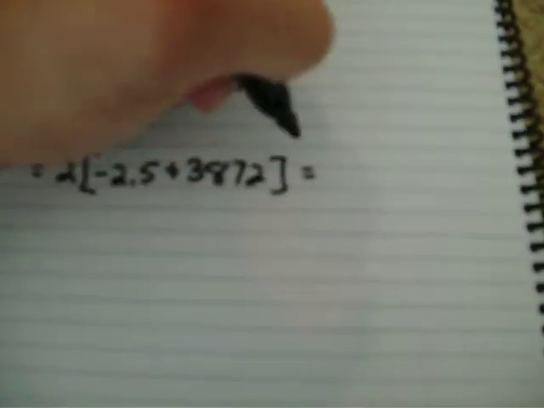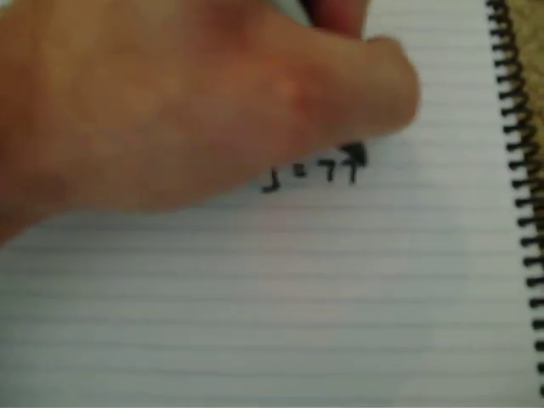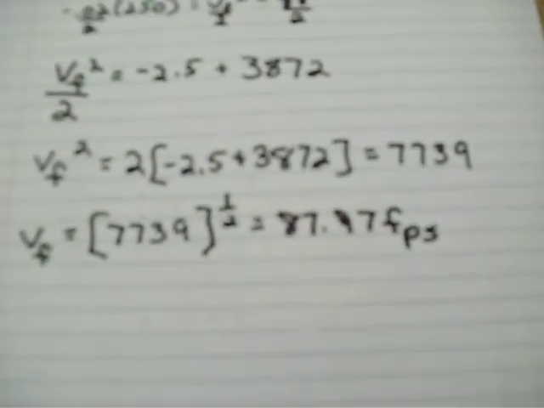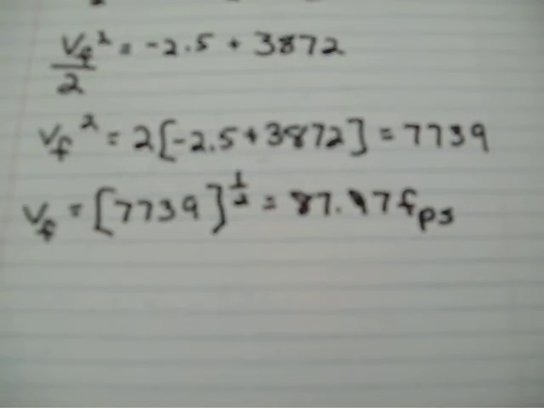That's going to give us 7739. And now we take the square root. VF equals 7739 to the 1/2 power. It's the same as taking the square root. And that equals 87.97 feet per second. So, it didn't slow down too much.